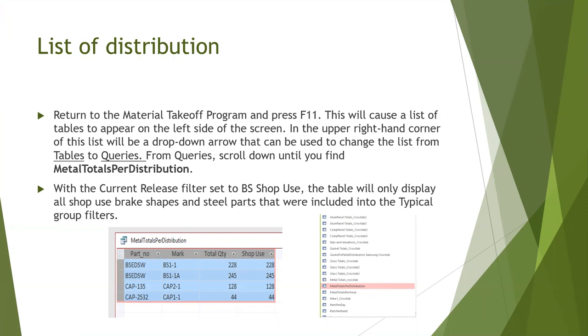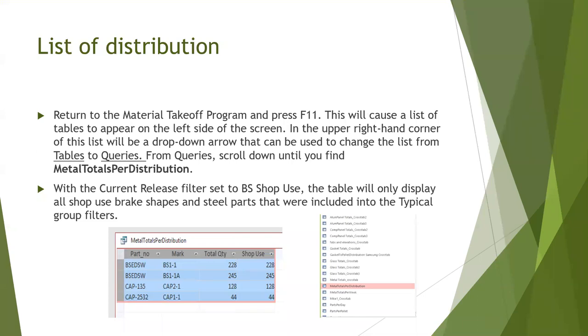List of distribution is another important step in this process. This will let you know how many parts we have and the distribution total. Return to the metal takeoff program and press F11. This will cause a list of tables to appear on the left side of the screen. In the upper right-hand corner of the list will be a drop-down arrow that can be used to change the list from tables to queries.